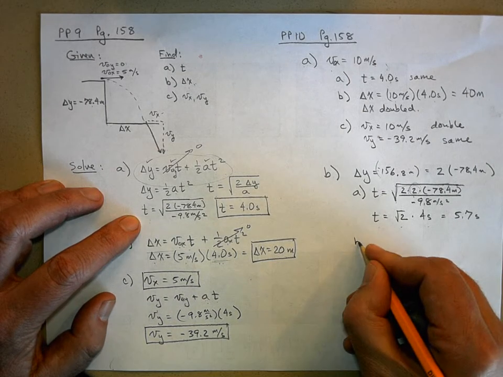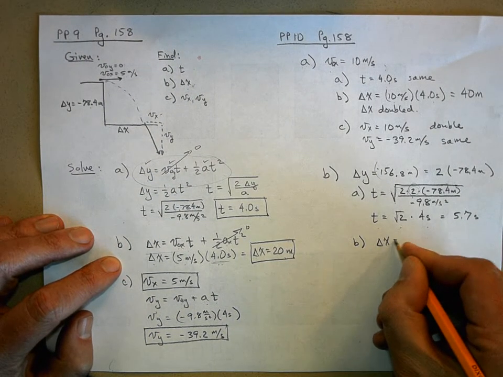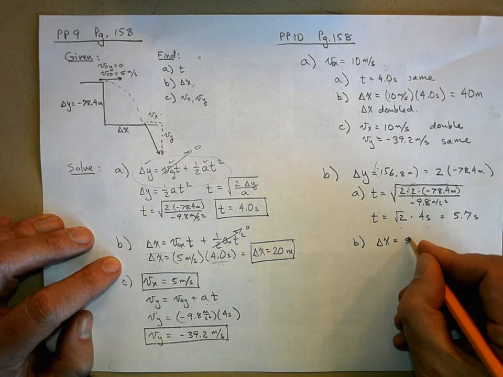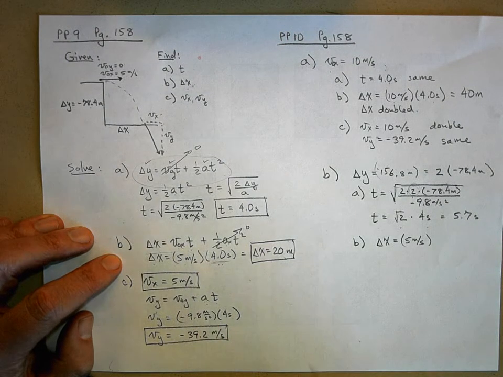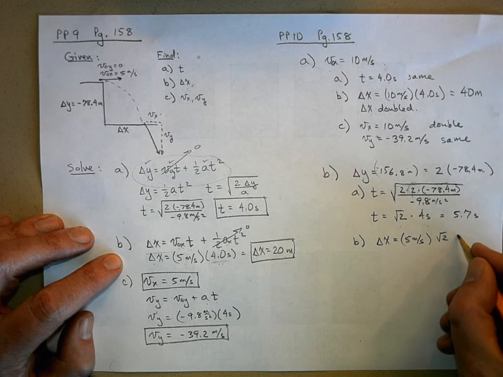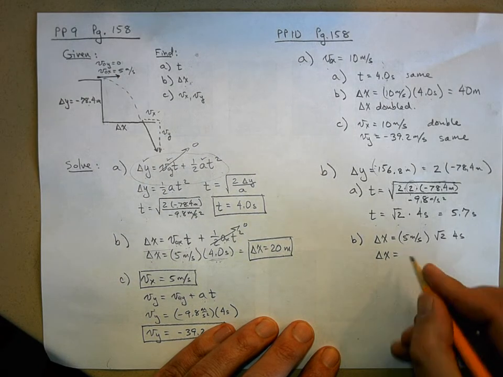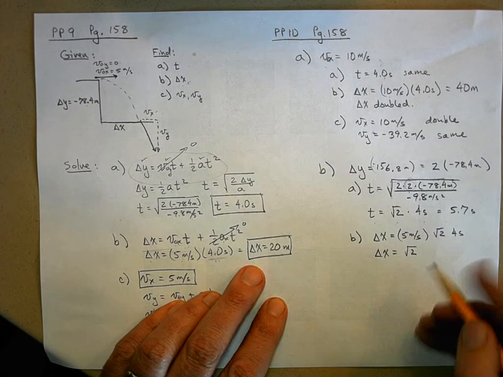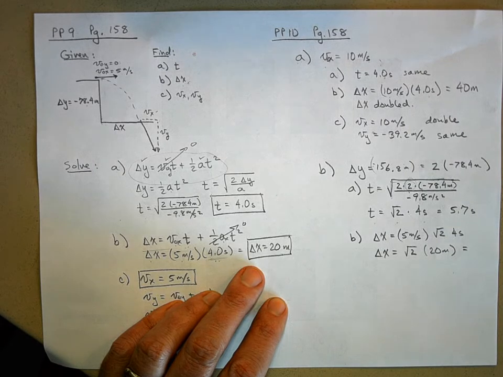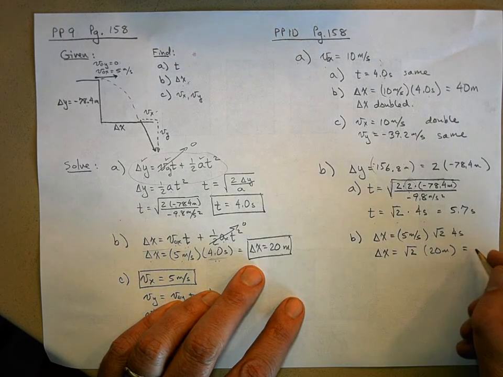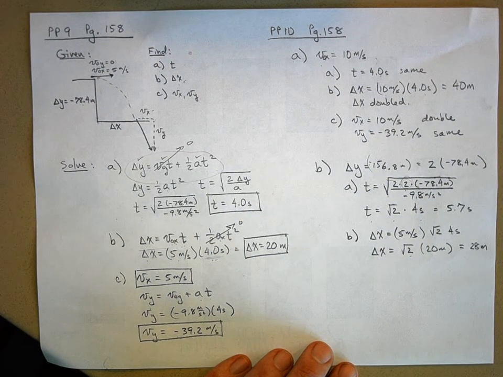Now for part B, I want to know what is happening with delta x. Well, delta x is still, well, it's still 5 meters per second, but now the time is the square root of 2 times 4 seconds, which means that my delta x is going to be the square root of 2 times what I got before, the square root of 2 times 20 meters. Now you can figure that out, and I think it's 28 meters if you round it off. But the idea is that it's the square root of 2 times bigger than it was before because I doubled the height.